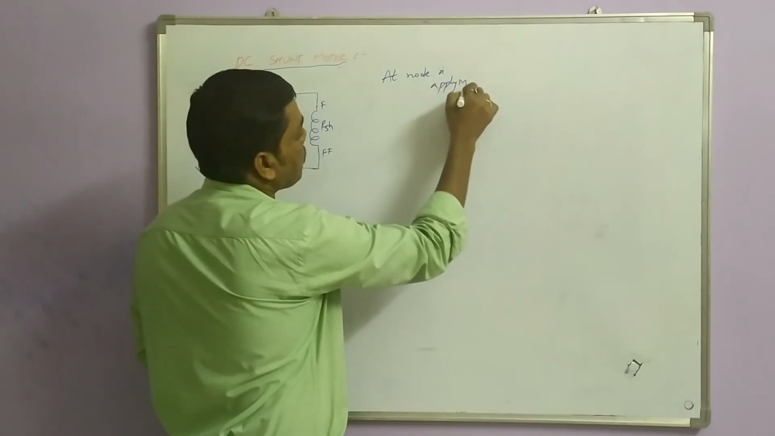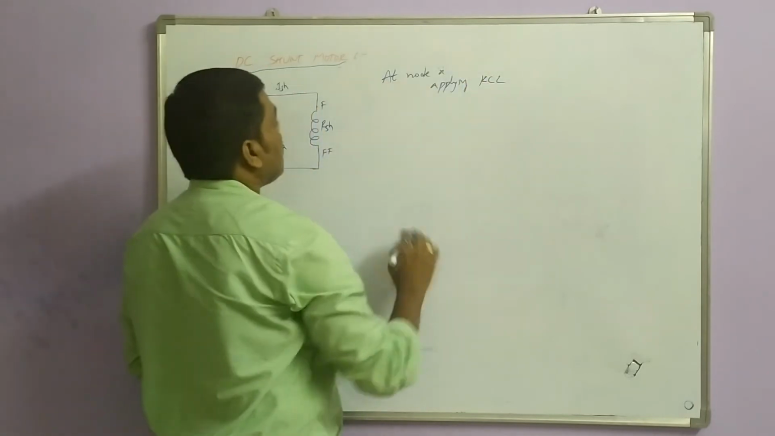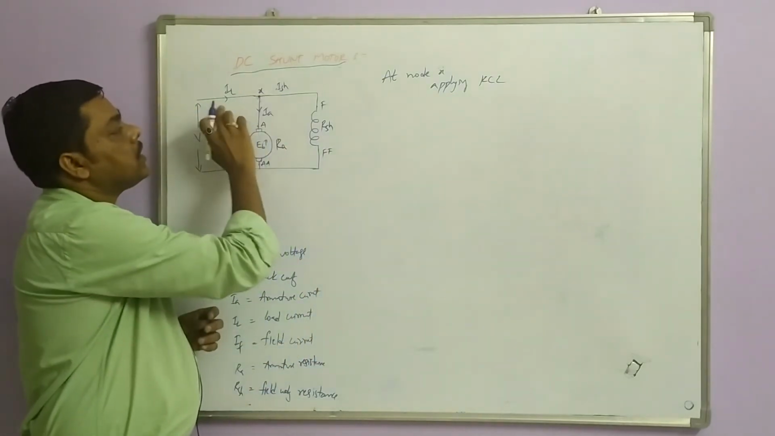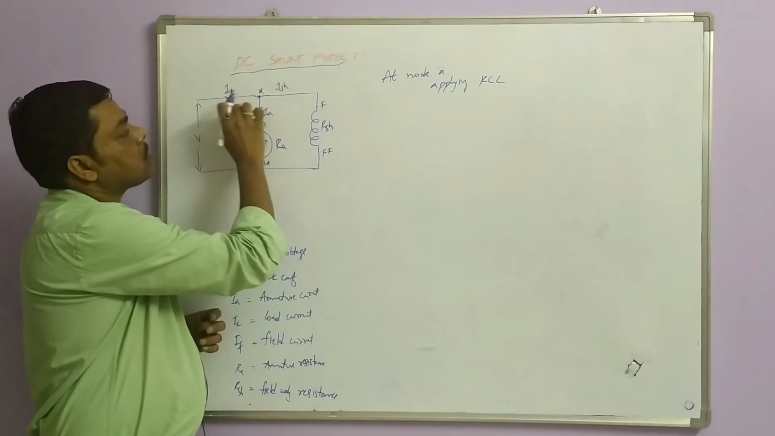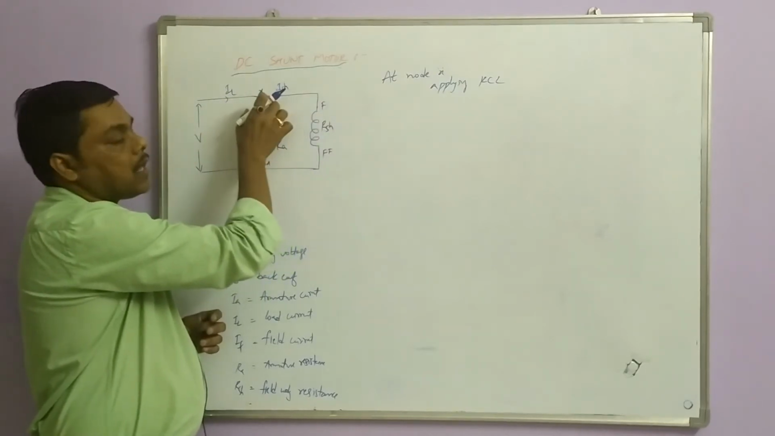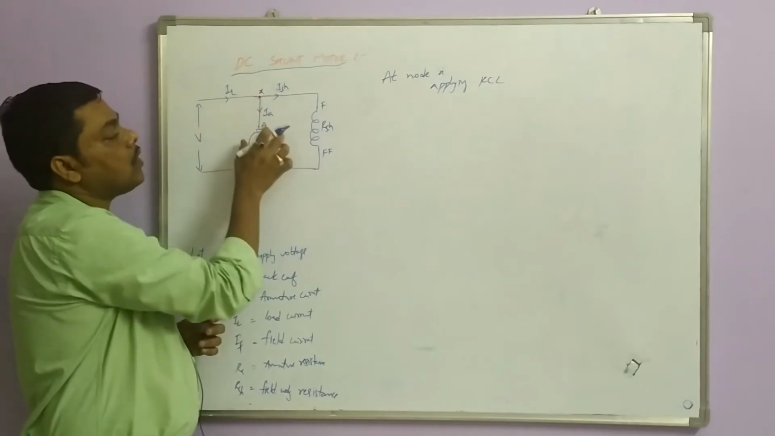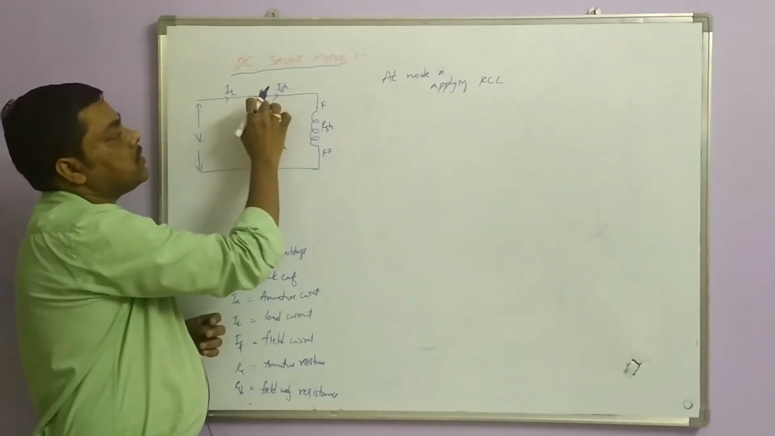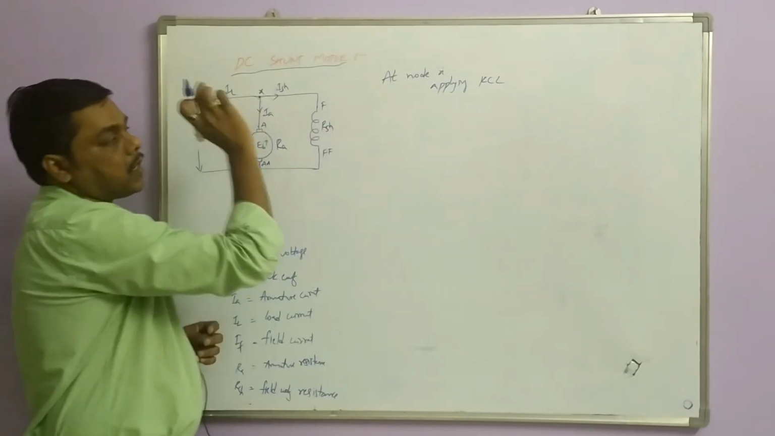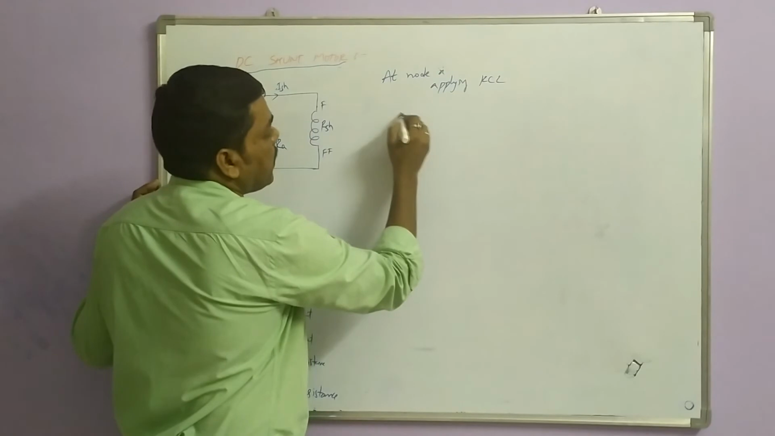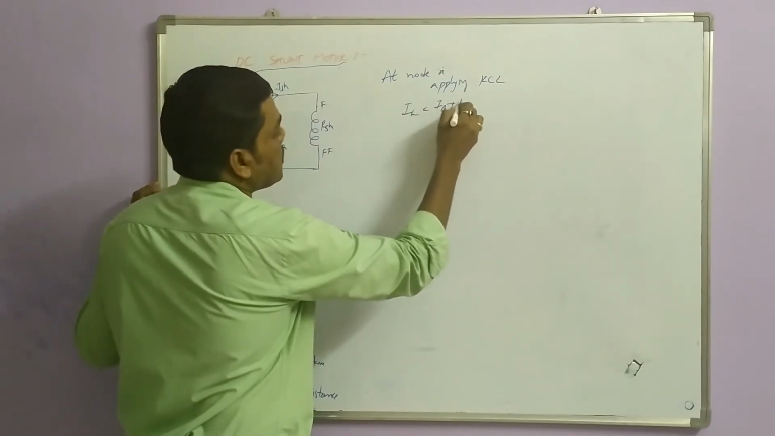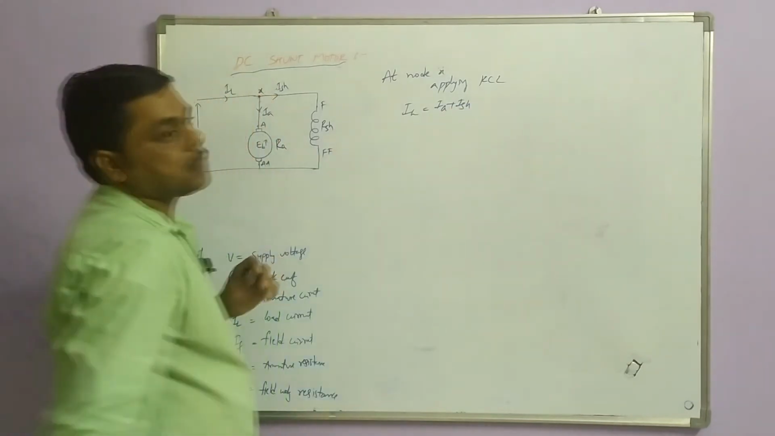applying KCL. So you can see here at node X there is one entering current and two leaving currents. So this current is leaving from the node to the armature and this current is leaving from the node to the field winding. So only load current is entering. So the entering current is equal to the leaving current, IA plus ISH.